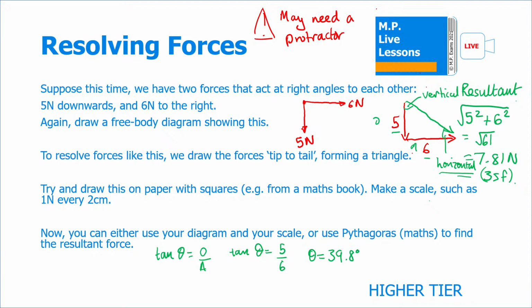Now, if you use a protractor, the mark scheme will allow a little tolerance of about 2 or 3 degrees above or below this. So don't worry if you've got like a really accurate one like this.